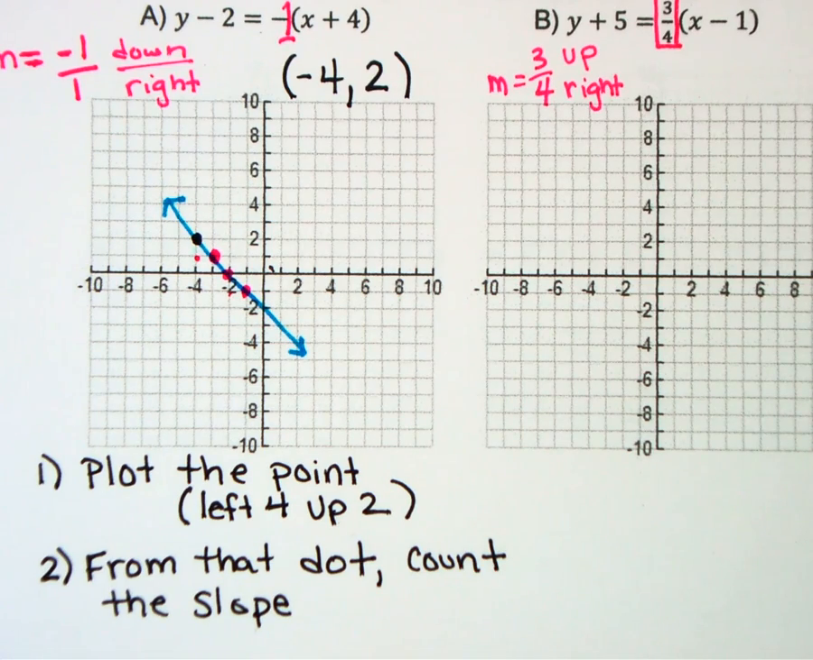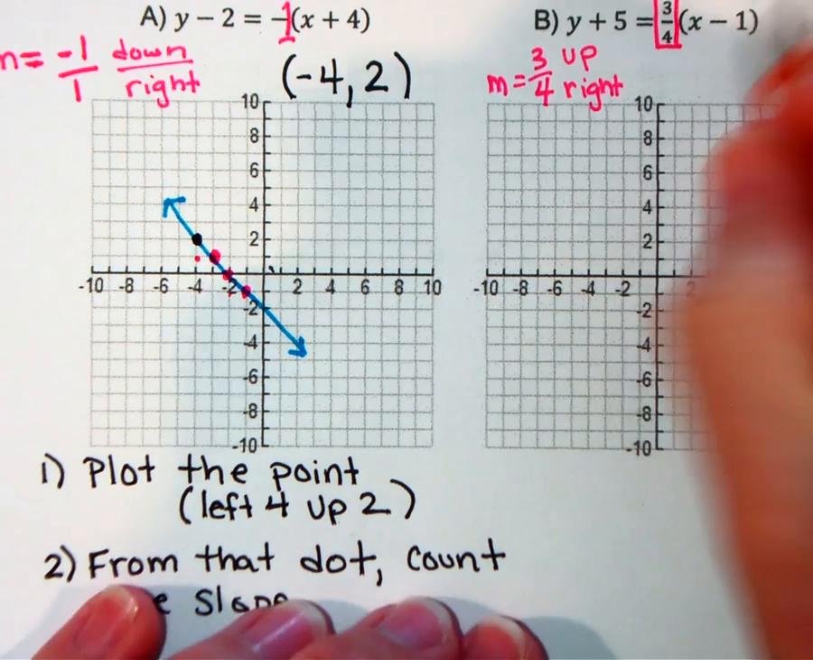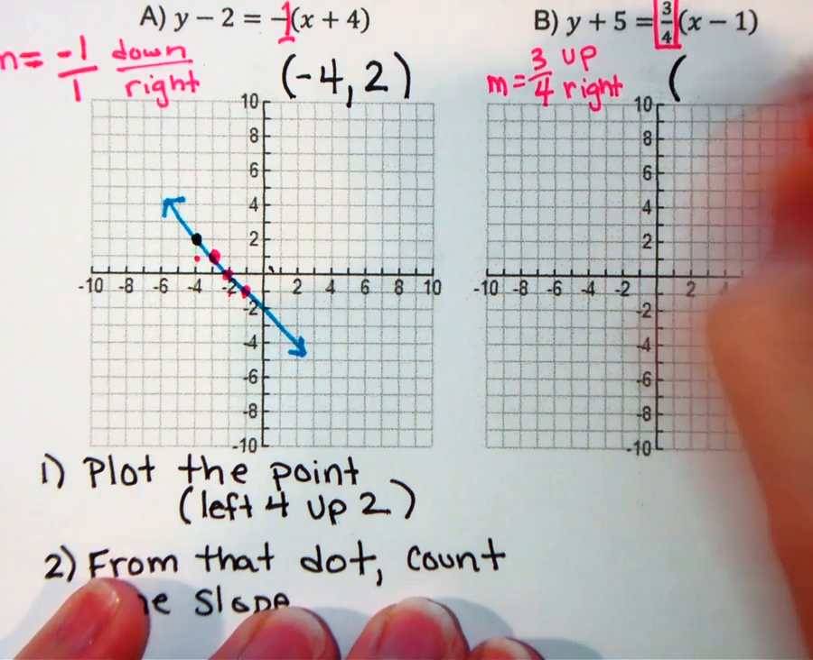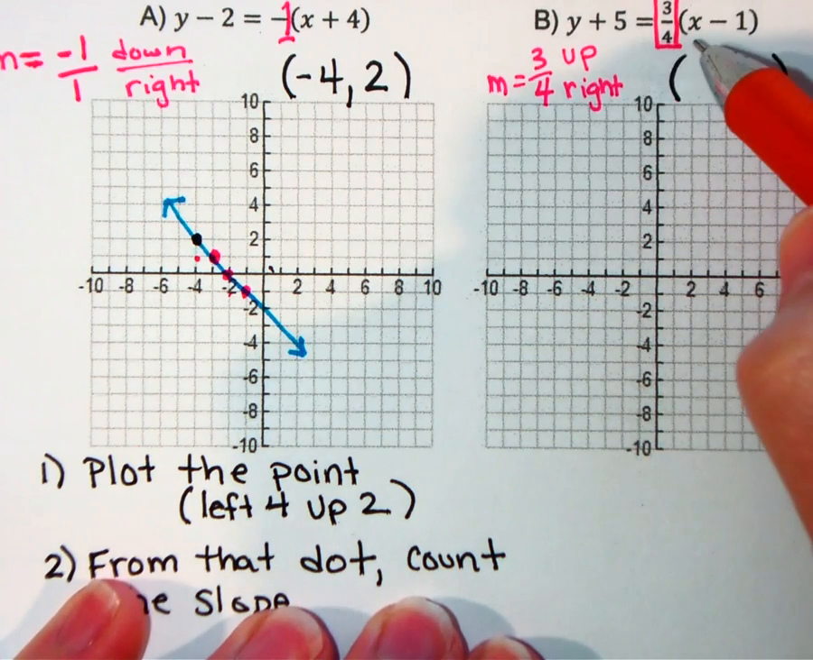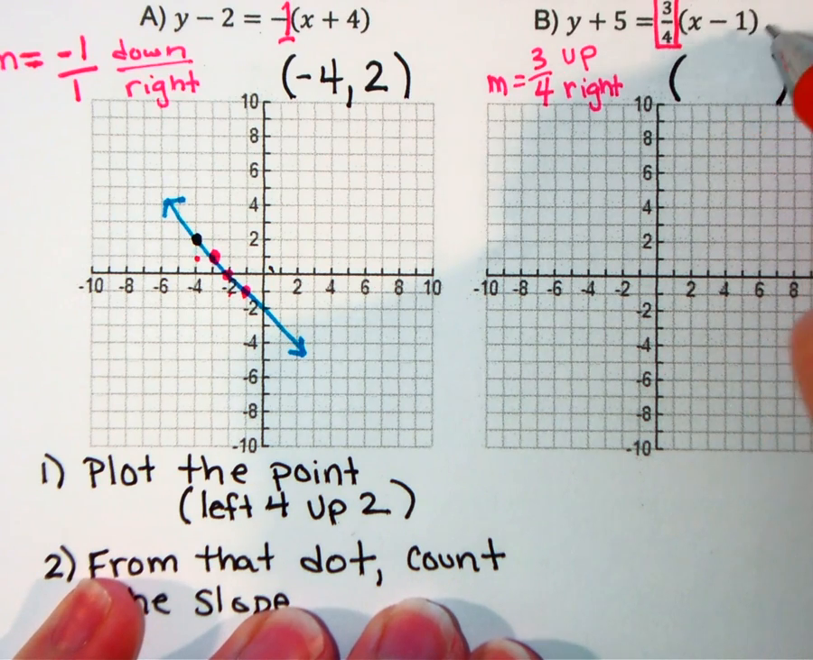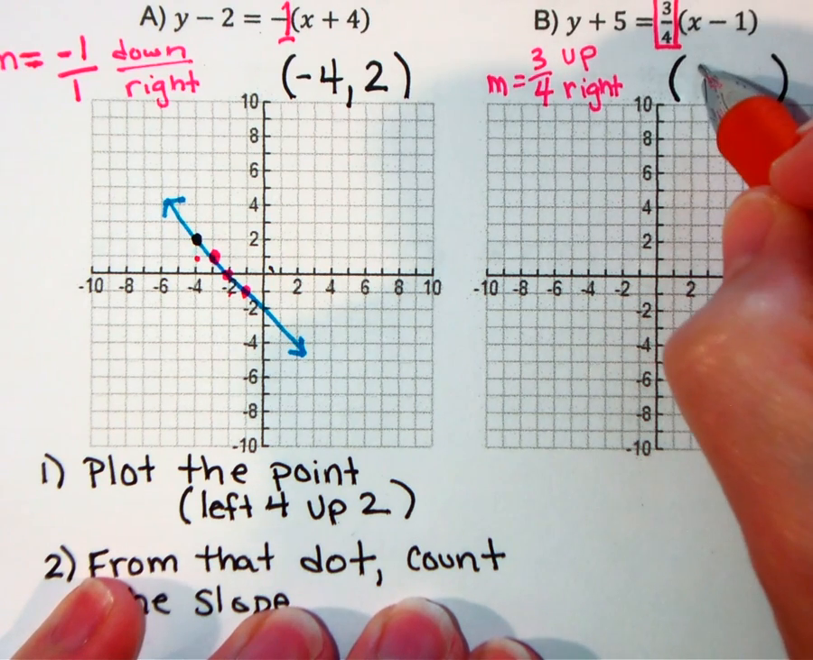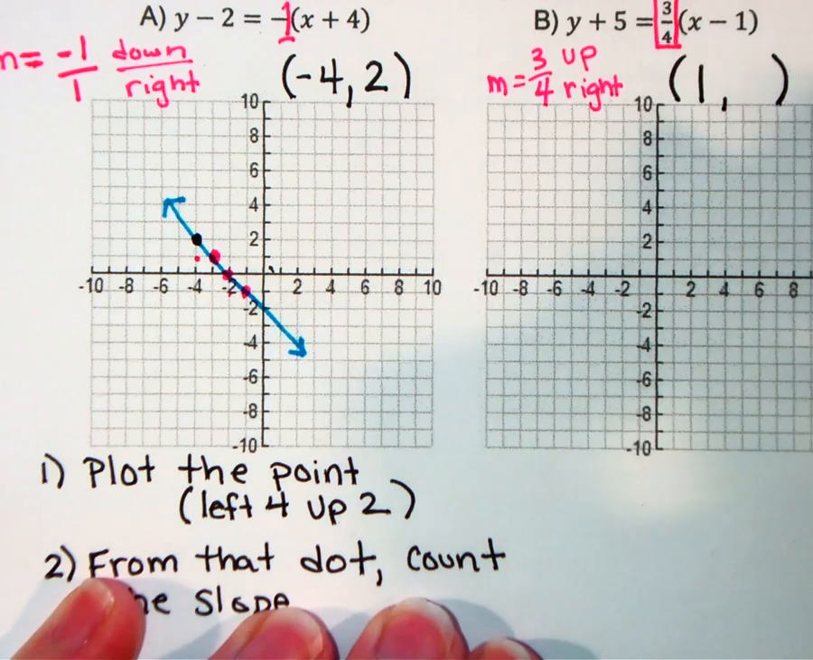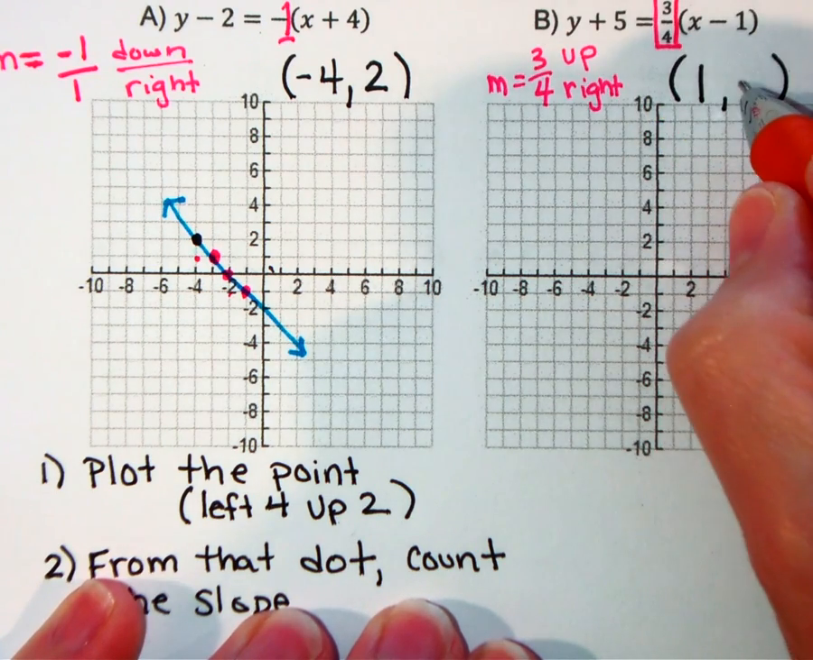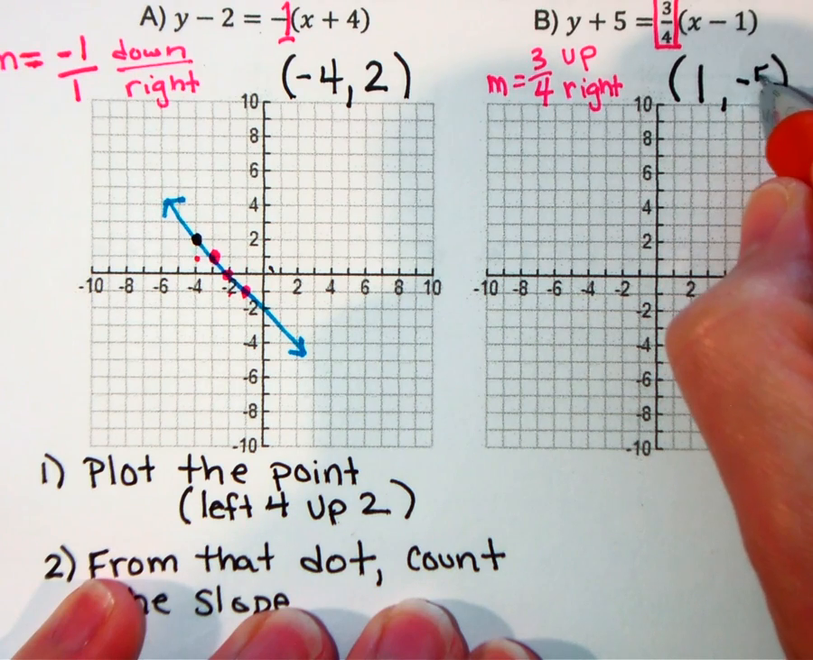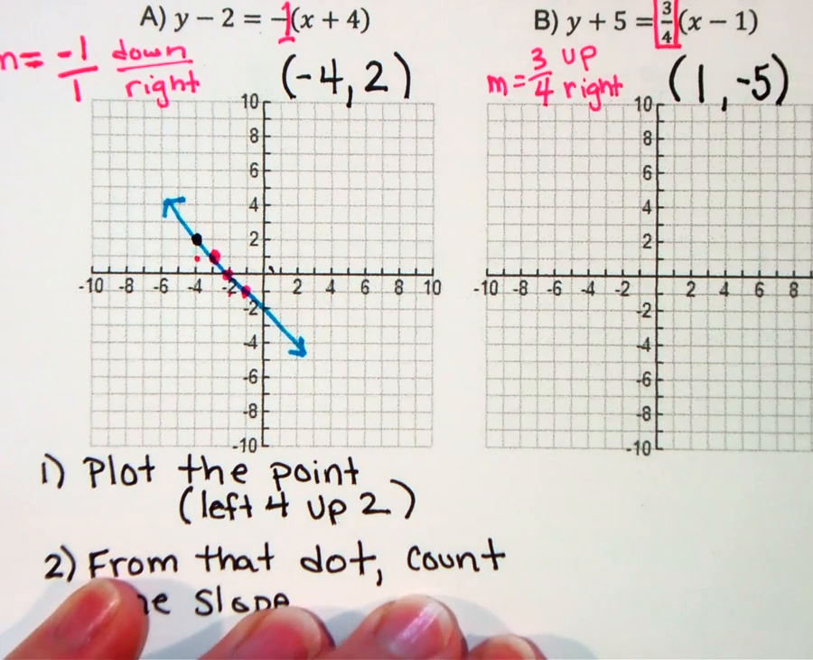Okay, and then my point. This says x minus 1, so I'm going to write a +1. This says y plus 5, so I'm going to write a -5.